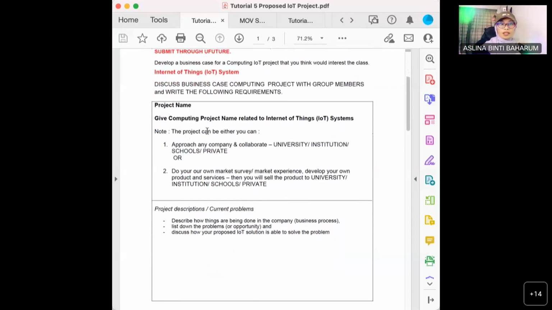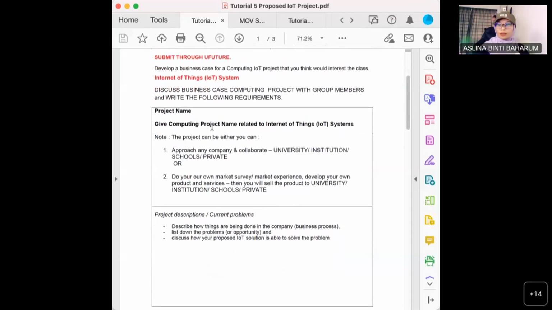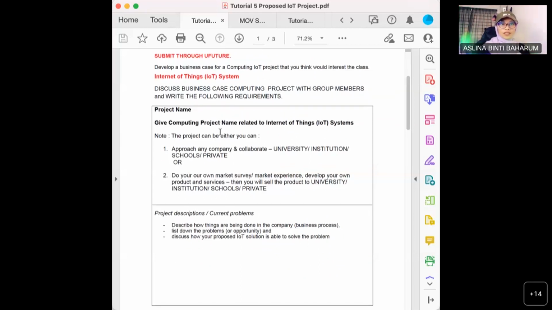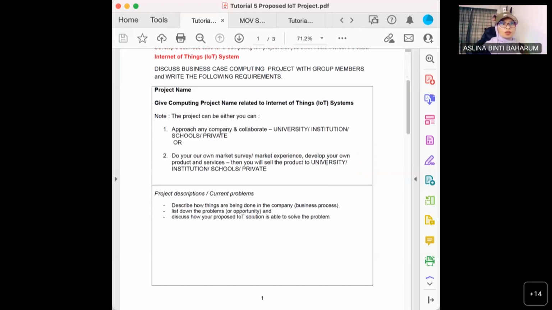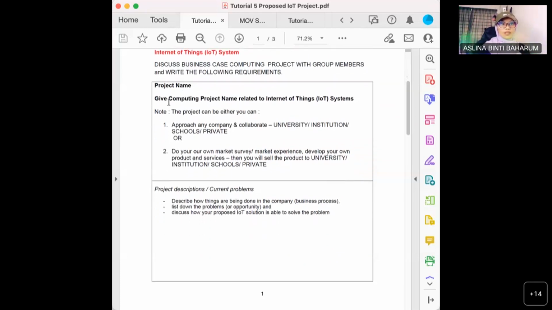I will open breakout room sessions for each group. We have breakout rooms for C1, C2, and C3. Later on, in your team, you may discuss your planning for your computing project. I hope that before the semester break, we already have a confirmed title for each group. So put your project name, a computing project name related to IoT system.